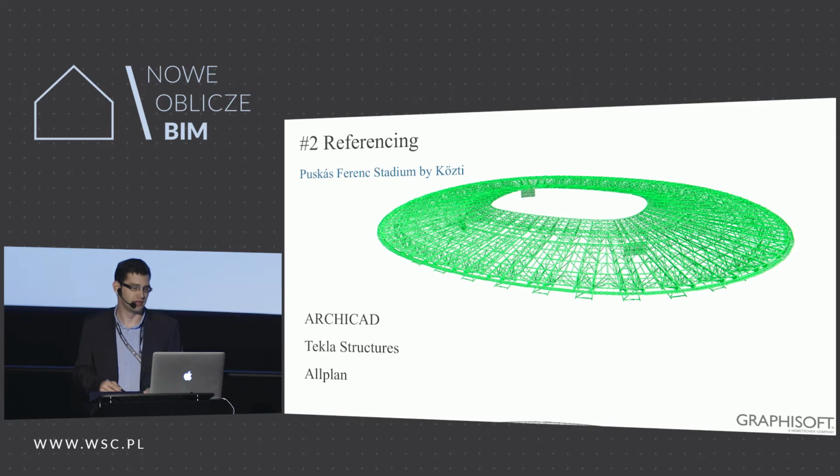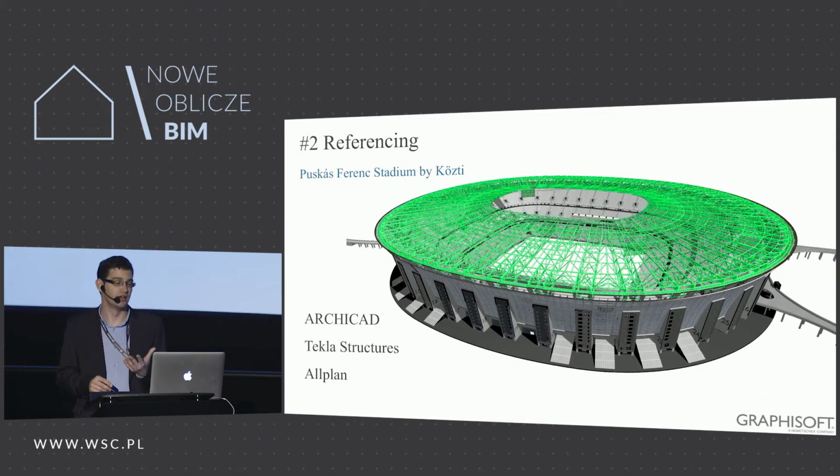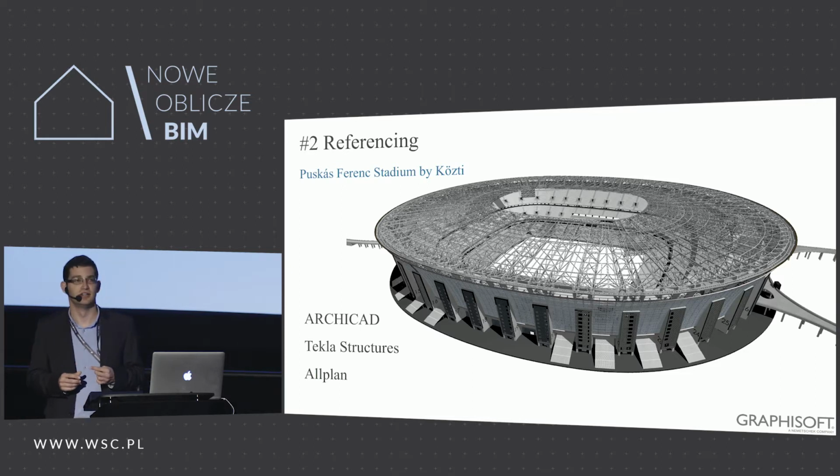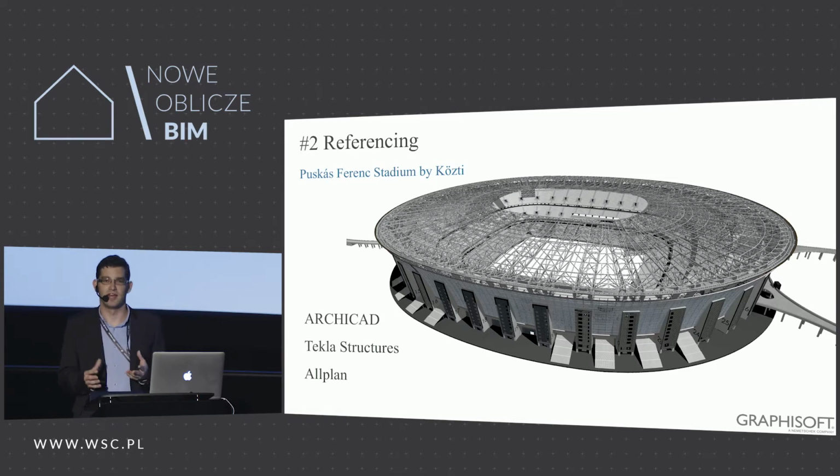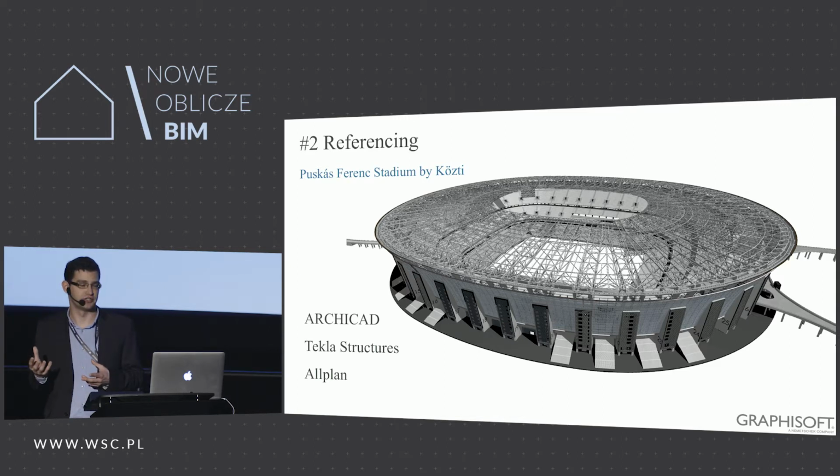If you remember my circle, the next step is referencing, when we are bringing these models from the different stakeholders together. This project I'm showing on this image is the Puskás Ferenc Stadium in Hungary, designed by Kösti, where I was quite heavily involved as a consultant. And we brought models together from different sources. The architect worked using ARCHICAD Teamwork, and the structure engineers already used different kinds of solutions. They used O-Plan for the concrete structures, and they used Tekla Structures for the steel structures.